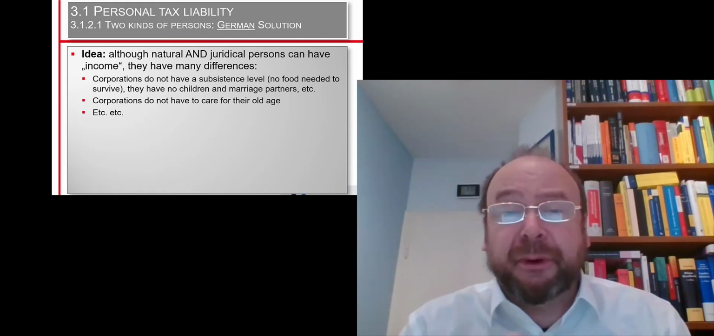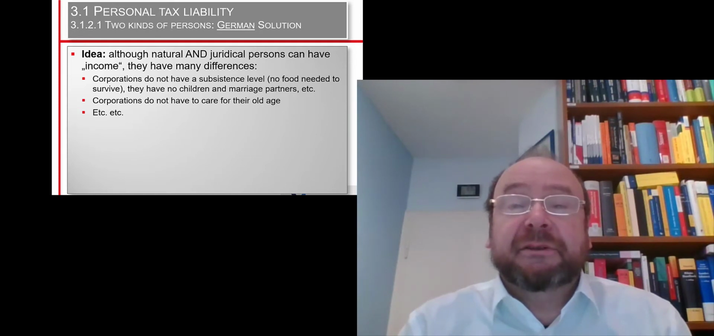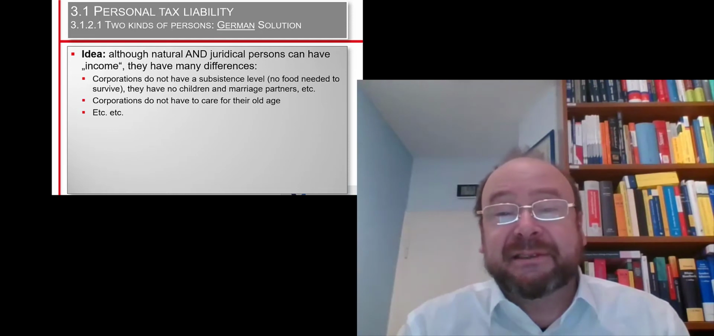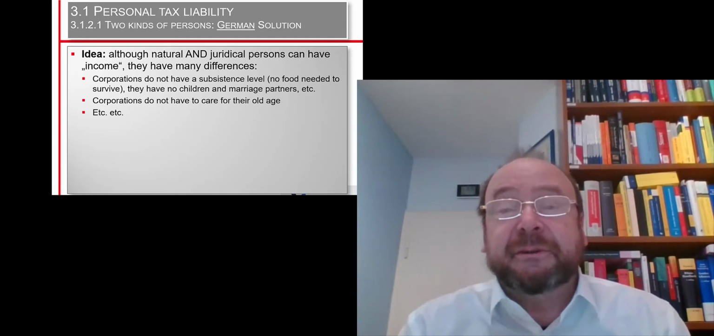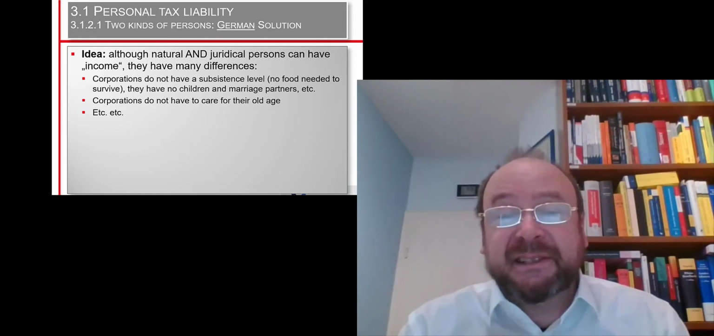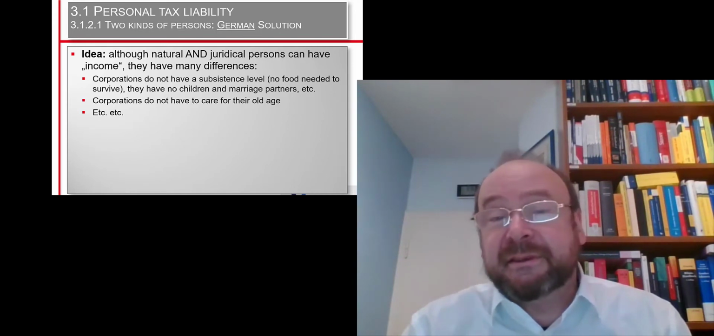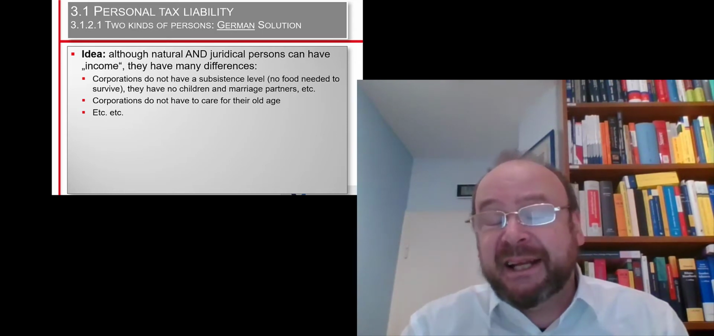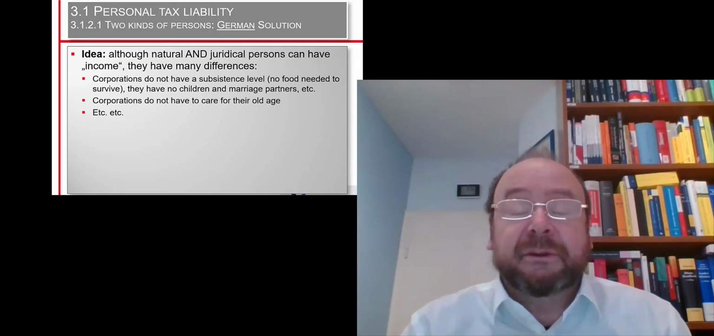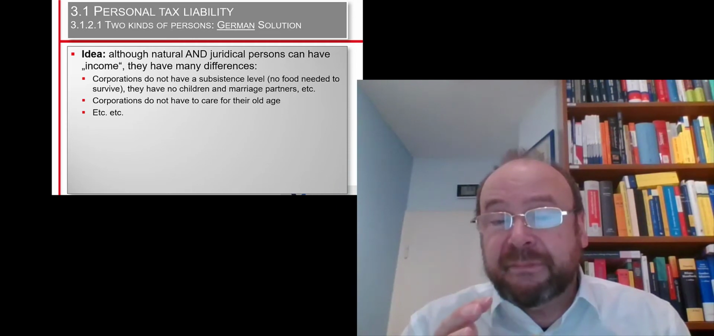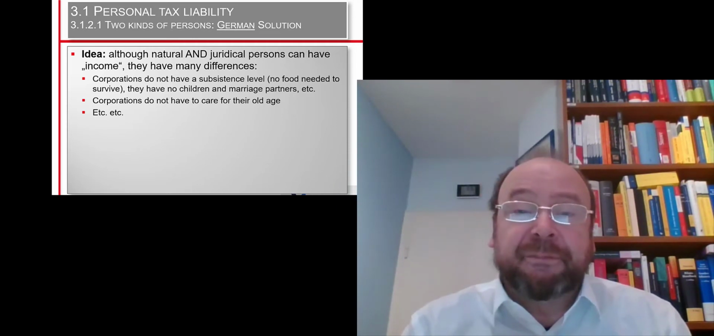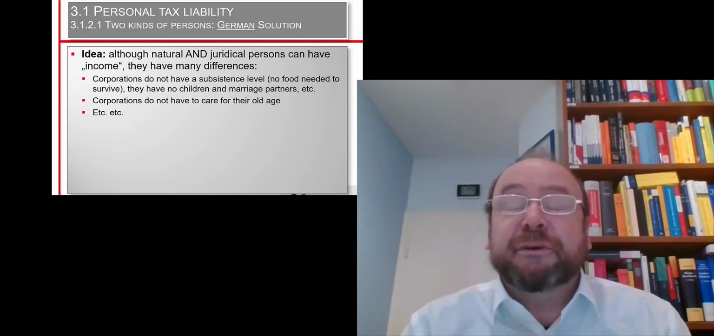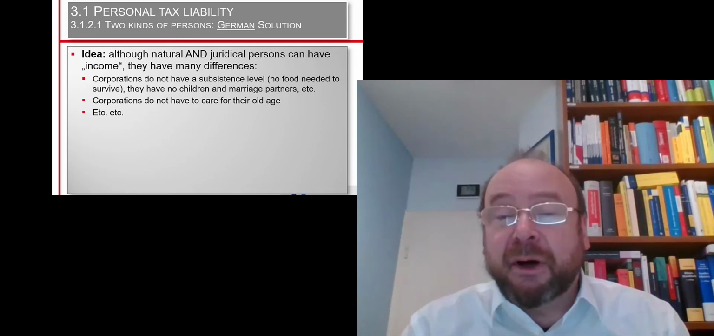Now, all these personal aspects do not exist in case of a juridical person. A juridical person does not need to eat and drink, so there is no basic allowance necessary. A juridical person does not have children which have to be supported, and so on. And so there are some differences which justify that perhaps the income tax rules for juridical persons are a bit modified.